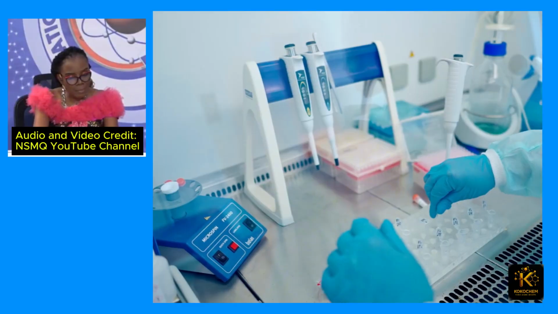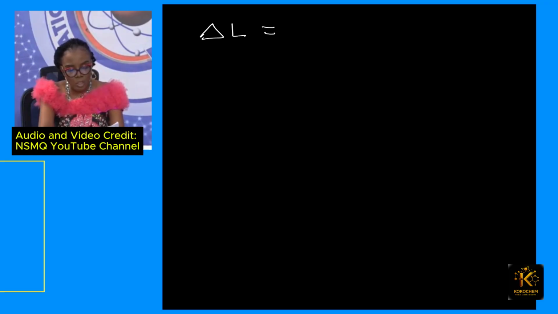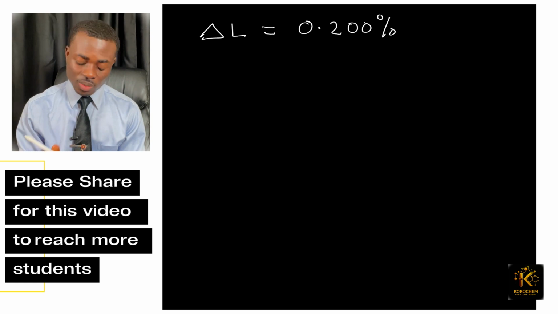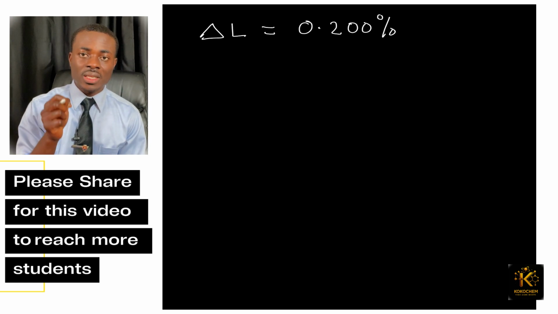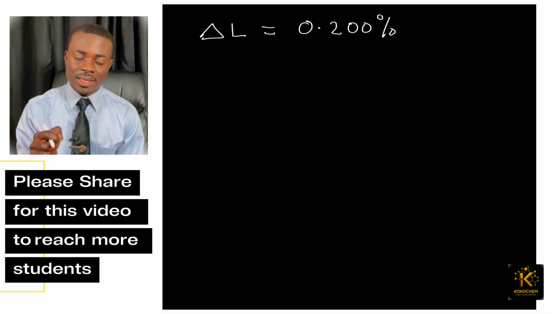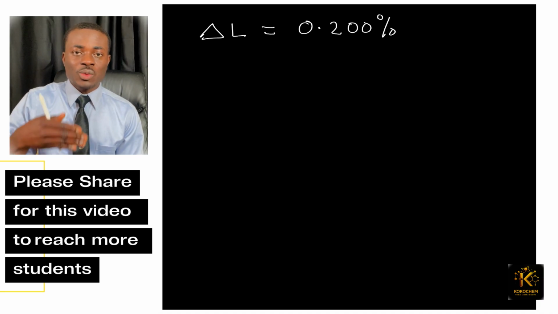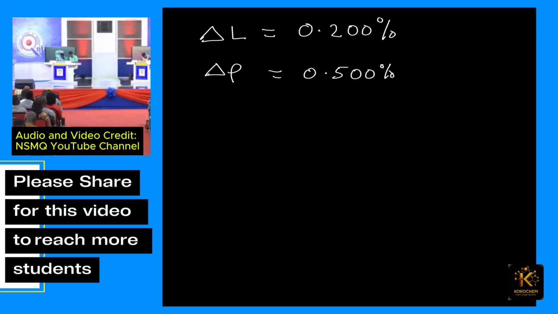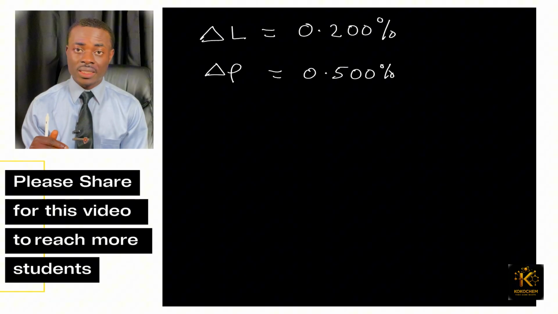In a certain laboratory, the relative uncertainty in length measurements is 0.200%. We are going to use delta for the uncertainty in this question. So as soon as you hear the uncertainty in the length measurement, you quickly write it down. The question went on to say that the relative uncertainty in density measurements is 0.500%. So now we have our uncertainties written down.